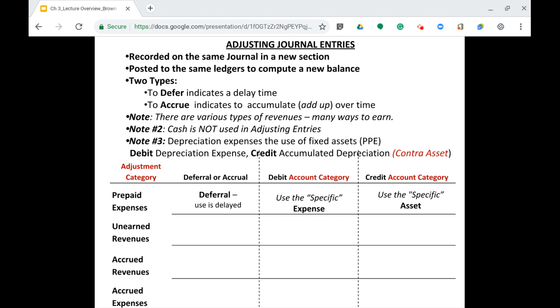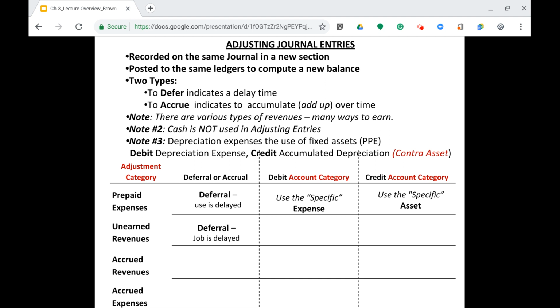What you debit and what you credit does not change. It stays the same. It's always going to be some kind of expense, and it's always going to be some kind of asset. One transaction is going to affect the income statement, the other is going to affect the balance sheet. So you have to know which of these, expense versus asset, is on the income statement and which is on the balance sheet, because that could be a question that you're asked.